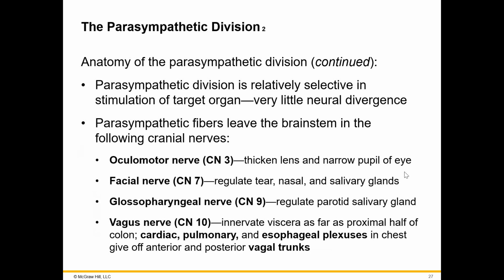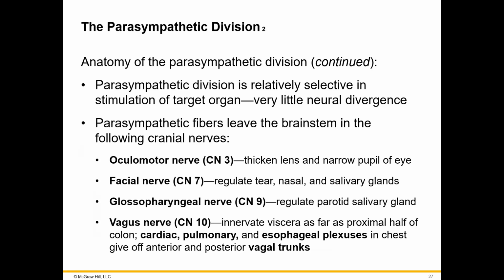What do they target? Should they be targeting tough tissue or soft tissue? Soft tissue. So there you go. You see where my mouse is? The oculomotor nerve thickens the lens and narrows the pupil of the eye. Is the pupil of the eye visceral or somatic?